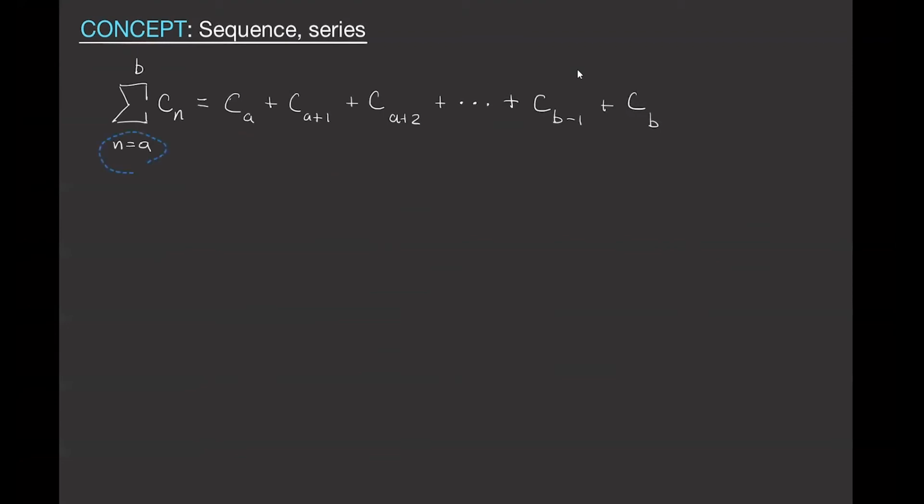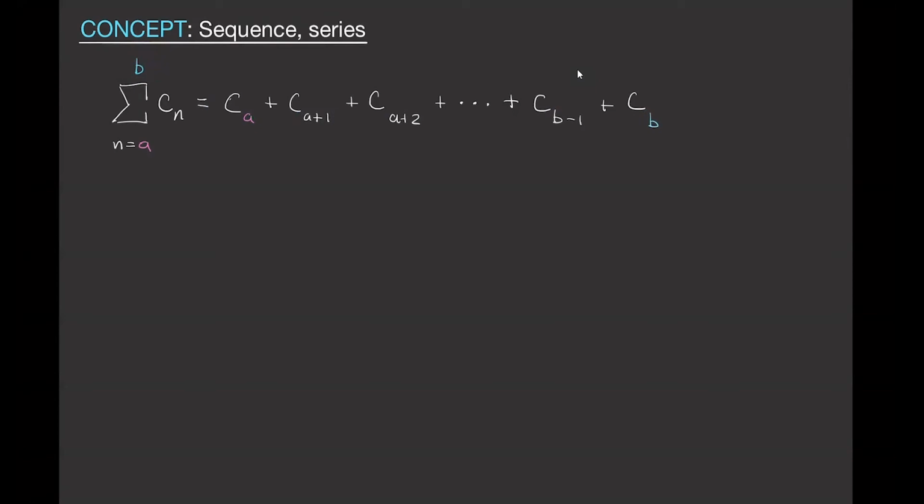So we have a starting index. Let's say that's A. Color that magenta. That's what we have here. Then we have an ending index. We'll color that cyan here. So when we write this notation, all we're saying is that it's the sum starting at C sub A, and then you increase each time by 1 up until you get to C sub B.